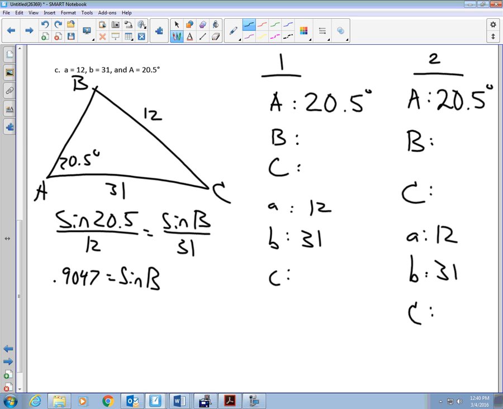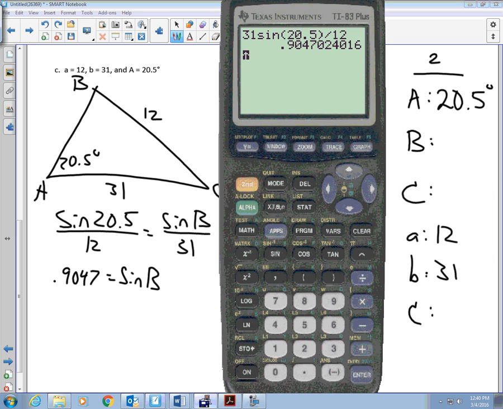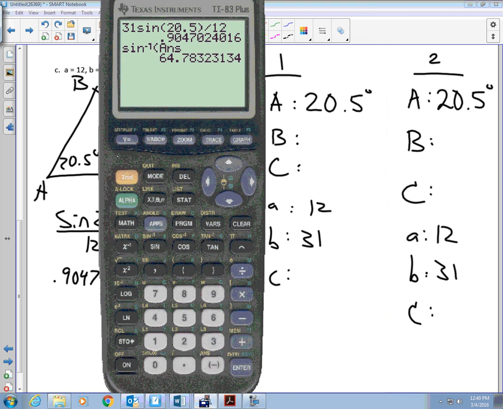What changes is when we start solving for angle B. Here's a big mistake people make. They go through this and they just set up triangle 1. Then they have no idea how to set up the second triangle. As soon as you know that there's two triangles, set them both up, because this is the point where it matters. I do the sine inverse of that answer, and I get 64.78.